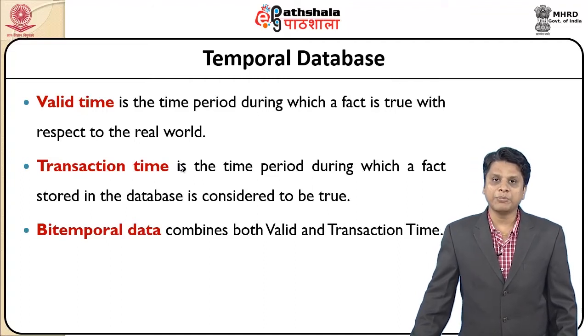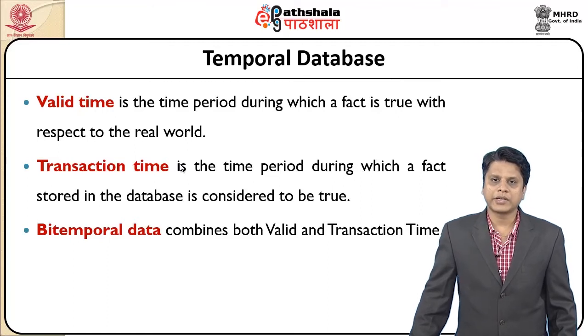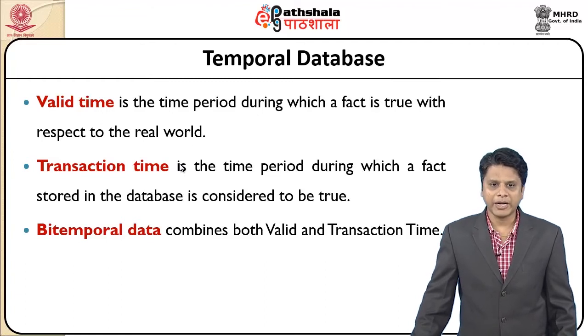Involvement of both these time periods becomes your bitemporal. Bi means two. So, taking into consideration both the valid time and the transaction time becomes the bitemporal time. So, bitemporal time is a combination of both valid and transaction time.